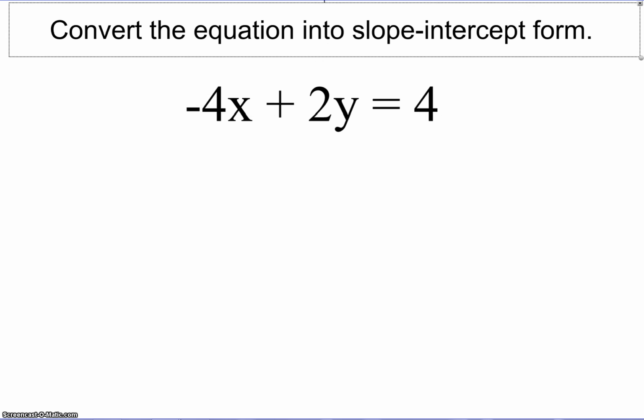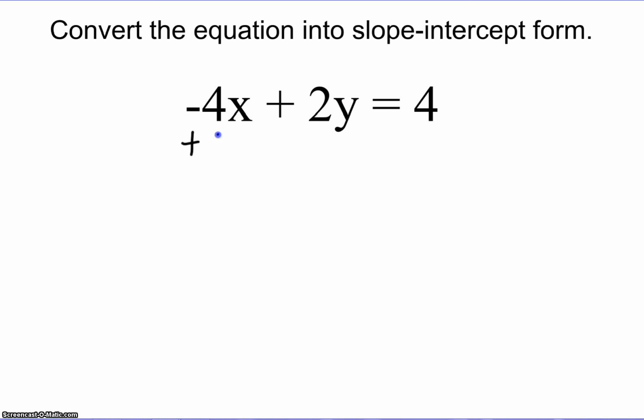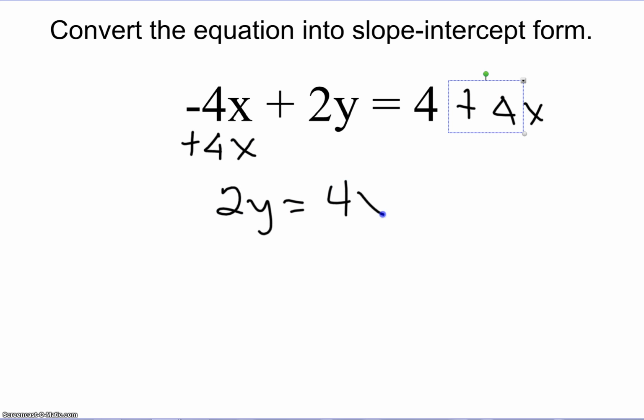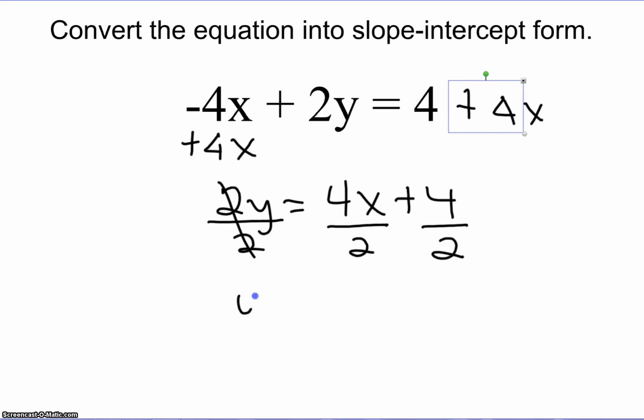Next example, negative 4x plus 2y equals 4. I know I need y by itself, so I'm going to add 4x to both sides. So 2y equals 4x plus 4, because we want to get that mx plus b in that correct order. But now I know I need to divide by 2 all the way across the equation in order to get y by itself. So 4x divided by 2 is 2x, and then 4 divided by 2 is 2. So there's your answer.